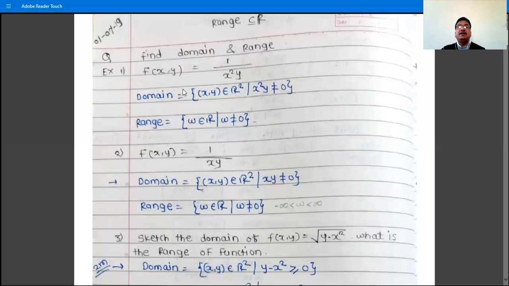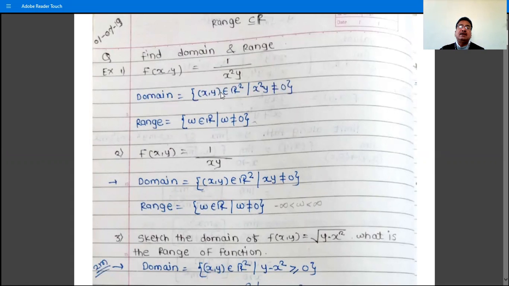And so domain, right, domain of it is what? That is the elements (x,y) belonging to R square, such that x square into y is not equal to 0. Because if x square into y is 0, then 1 by 0 is infinity, a meaningless quantity, that is not a real number. So domain are the elements of R square, ordered pairs (x,y) belonging to R cross R, because this f(x,y) is a function from R square to R. So R square is its domain, and R is its codomain.